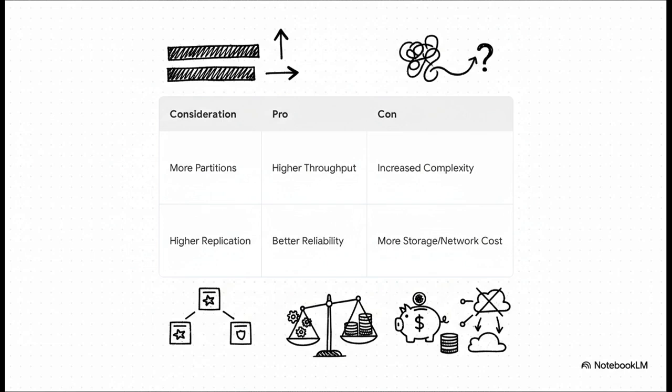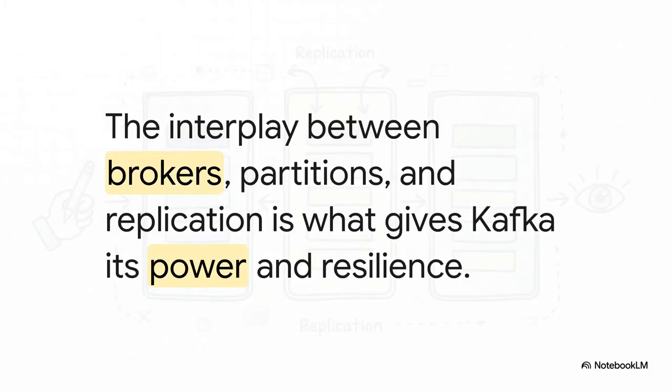Okay, what if you want rock-solid reliability, like never lose a byte reliability? Great, increase your replication factor. But just remember, that's going to cost you more in disk space and network traffic. It's always a trade-off. Ultimately, it's this elegant dance between these three core components, the physical servers, the method of organization, and that crucial safety net that gives Kafka its incredible power and resilience for handling real-time data.